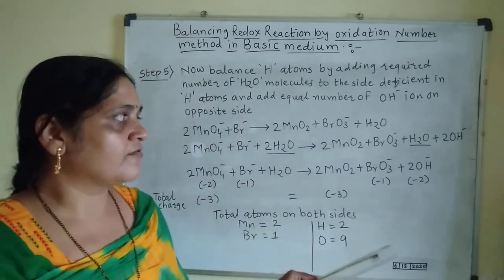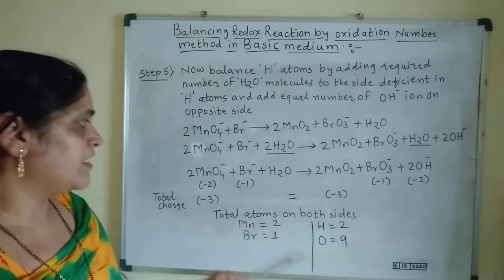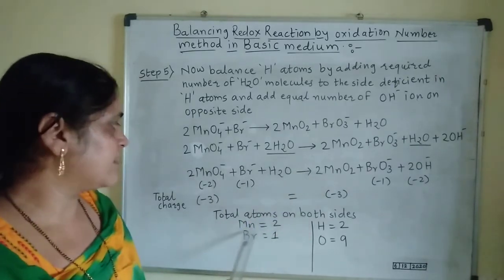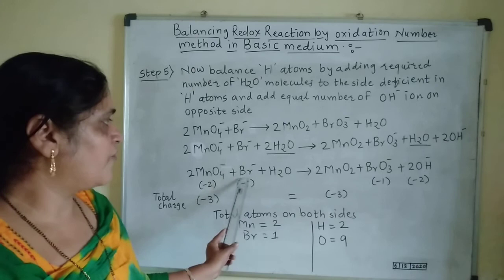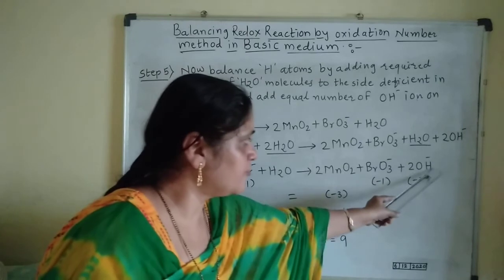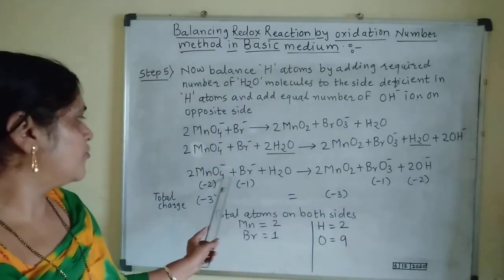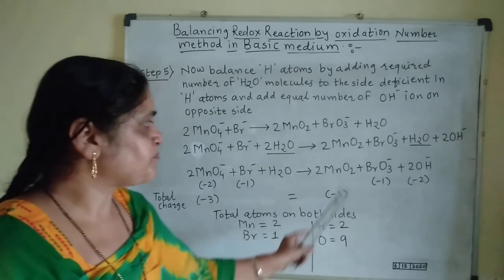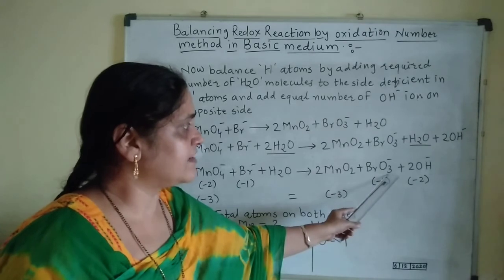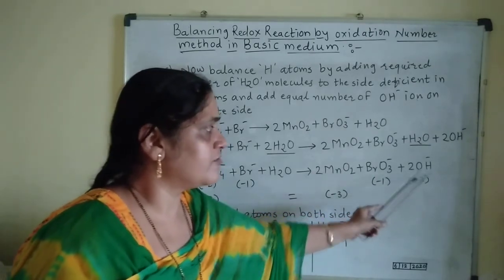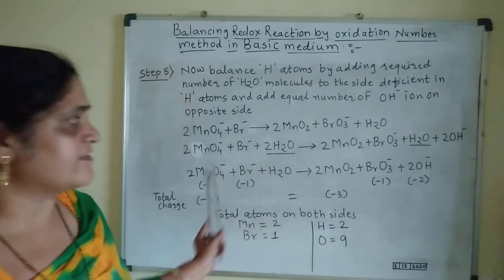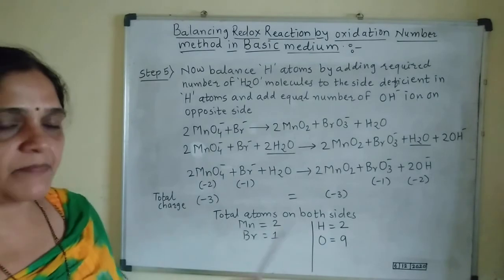Now we have to check the number of atoms on both sides. If we check the number of atoms, 2 Mn, 2 Mn, so manganese atoms are 2. Bromine atom 1, and here also 1. Hydrogen atoms here 2, and here also 2 into 1, that is 2. Oxygen atoms 4 into 2 is 8, plus this 1 is 9 on the left hand side. Here 2 into 2 is 4, plus this 3 is 7, and this 2 into 1 is equal to 2, so 7 plus 2 is equal to 9. So both sides show balance in the number of atoms. The same number of atoms are present on both sides.